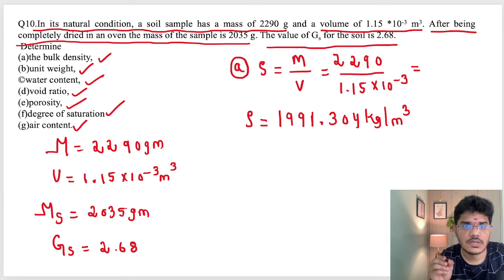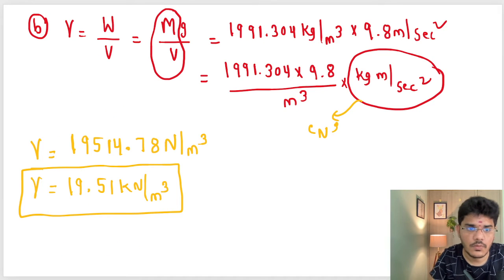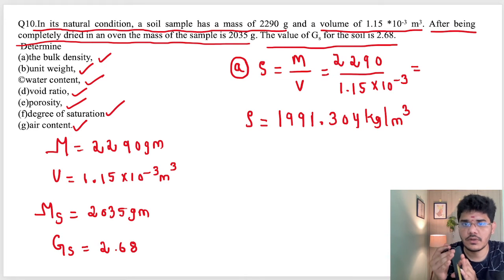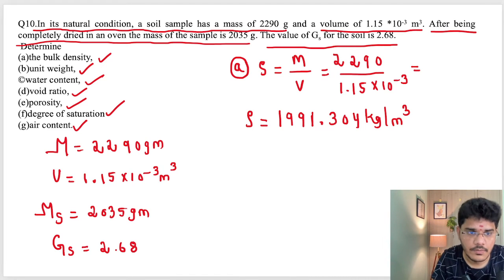So now two unknowns we have solved. One is the bulk density and second one is the unit weight. Now third one is the water content. Water content, how can we calculate? He has given the mass of the dry soil and total mass we have. So mass of wet soil minus dry soil will give you the mass of water divided by mass of dry soil. From there we will get water content.